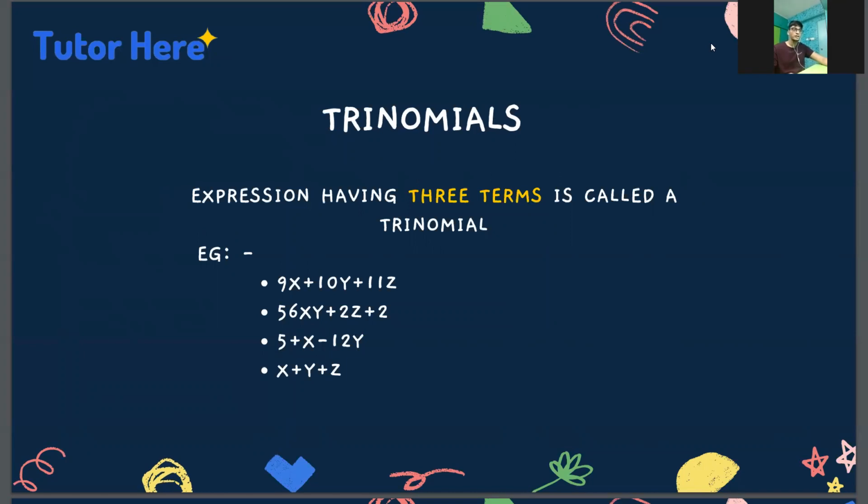Trinomials. Expressions having three terms are called trinomials. 9x plus 10y plus 11z, 56xy plus 2z plus 2, 5 plus x minus 12y, x plus y plus z. All of these have three terms, hence they are trinomials.